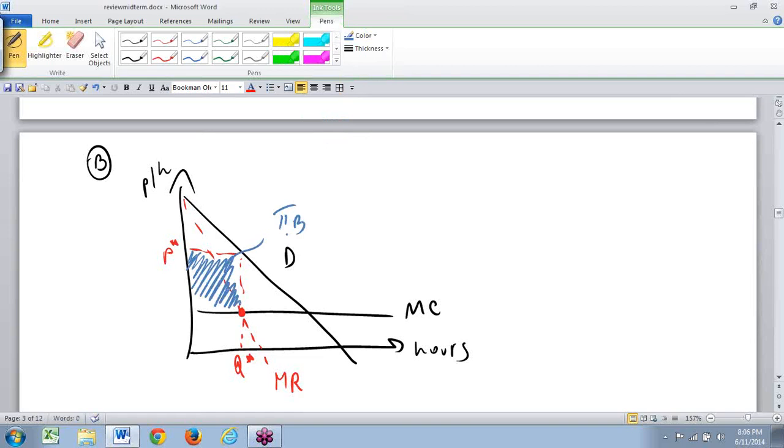Let's compare the profits under scheme A and B. As you can see here, the profits are lower than before, right? Because before, under price scheme A, if you remember, the profits were equal to all this triangle, until here. So profits under price scheme A are greater than profits under price scheme B, okay?